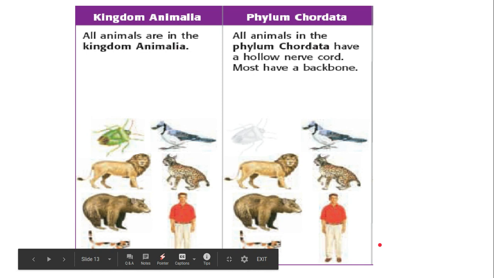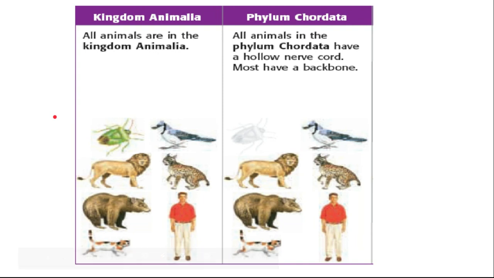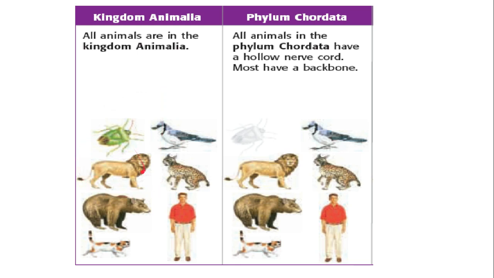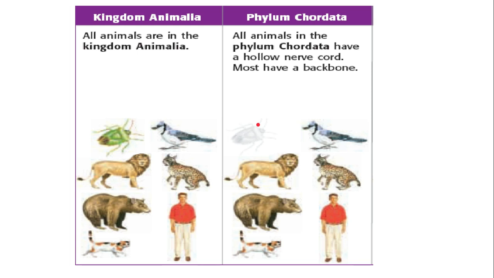Here's another example of this. The kingdom Animalia, these would also all fall underneath the domain Eukarya. So they're under the big broad domain Eukarya. They're in the kingdom Animalia. All of these are considered animals. But then when we go down to the phylum Chordata, which means they have a hollow backbone, we have to get rid of this bug. This insect does not fit under Chordata because it has an exoskeleton. It does not have a hollow nerve cord.